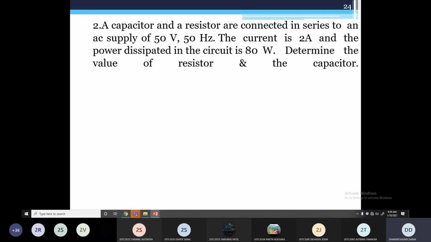Now you need to find out R and C. It is a very simple example. Just you know the equation of all these parameters.